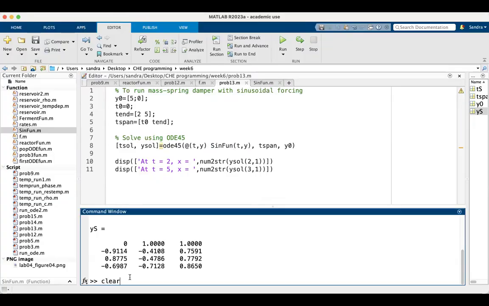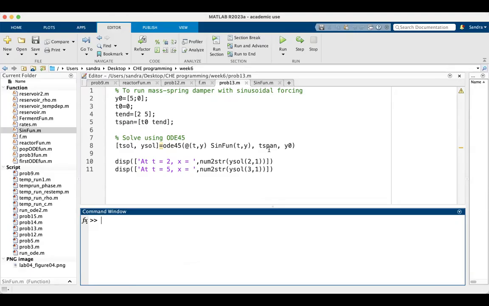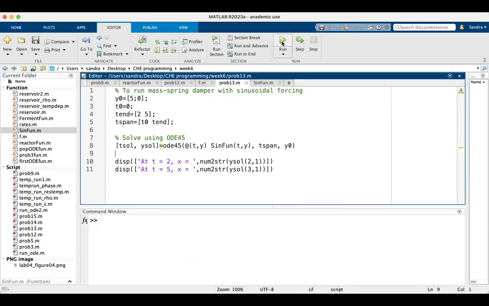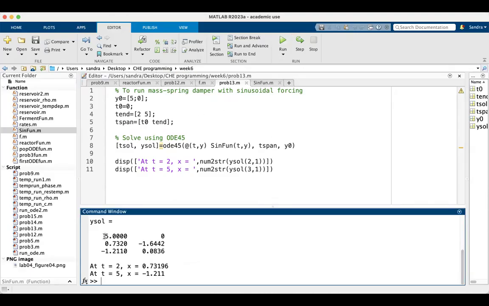Now I'll just clear CLC. I'll run this. You will get the YSOL. So basically YSOL is like this. Here each row corresponds to time. So this is corresponding to t equal to 0, first row. This is corresponding to t equal to 2. And this is corresponding to t equal to 5.